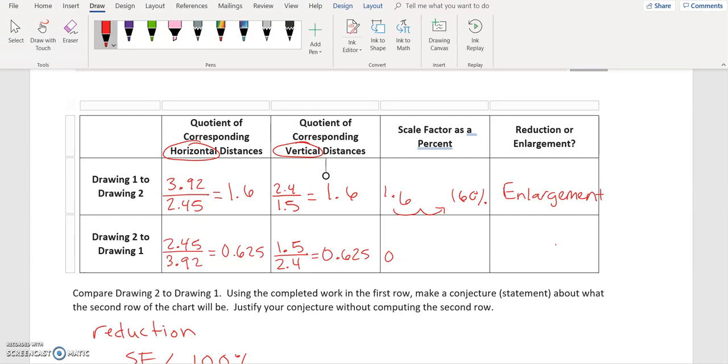And so then we're changing our decimal to a percent. Move that decimal 2 places to the right, puts us at 62.5%. And so it is a reduction. So our conclusions are correct. It was a reduction, and it also had a scale factor that was less than 100%, which also tells us that it is a reduction.